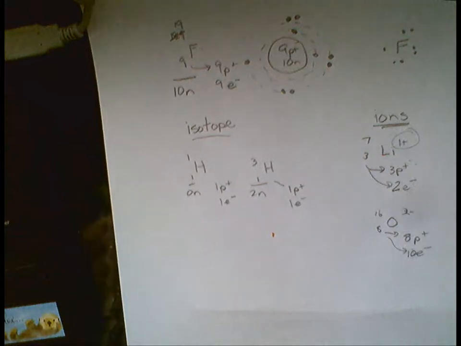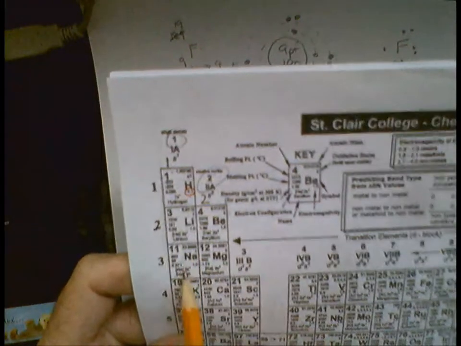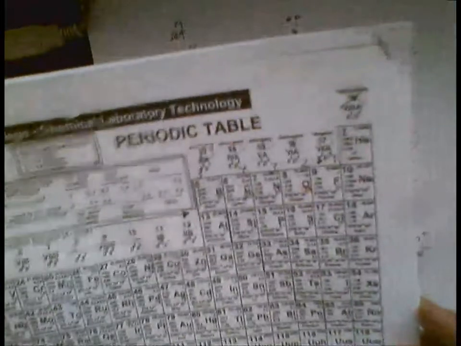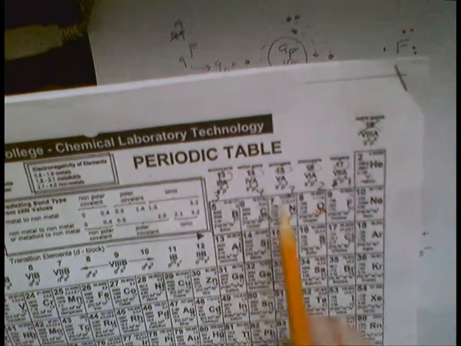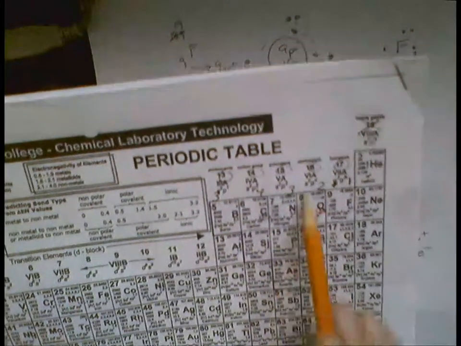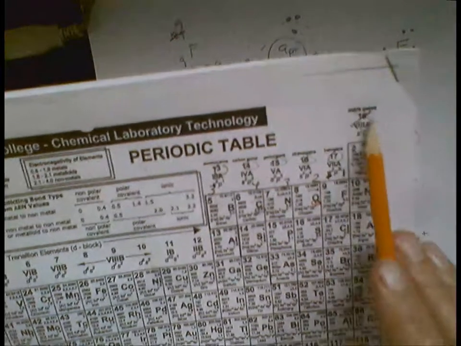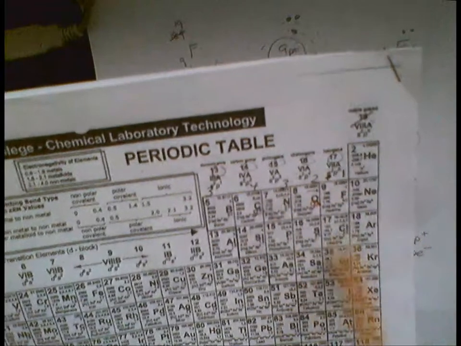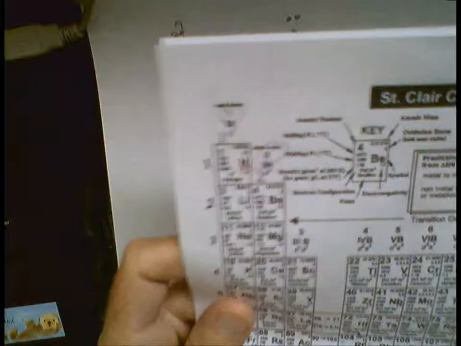If you want to know what charges you can get, if we are on the main part of the periodic table, anything in this column can become 1+, 2+, let's jump over here, 3+, 4+ or 4-, 3-, 2-, 1-, no charge. Okay, all of these elements gain electrons. All of these elements lose electrons over here.